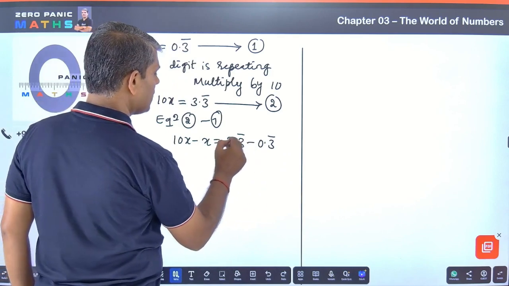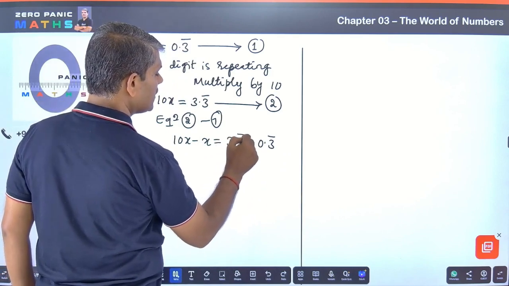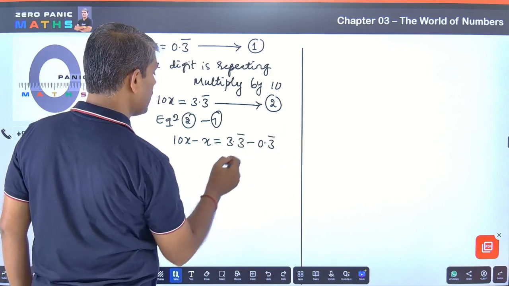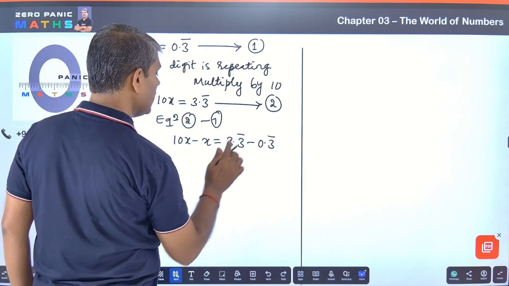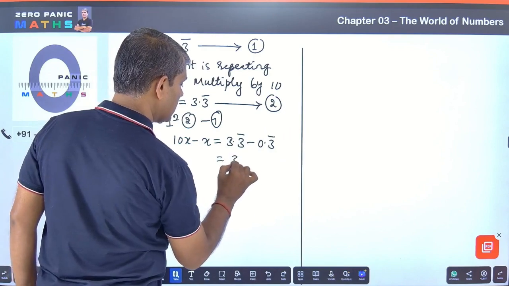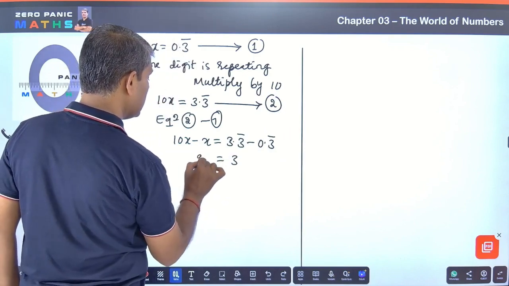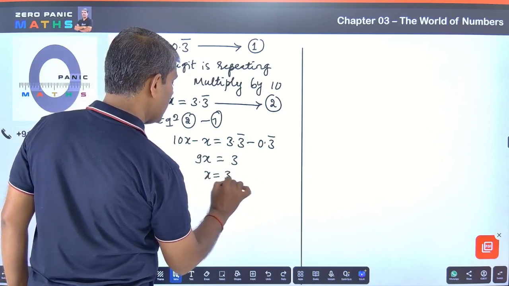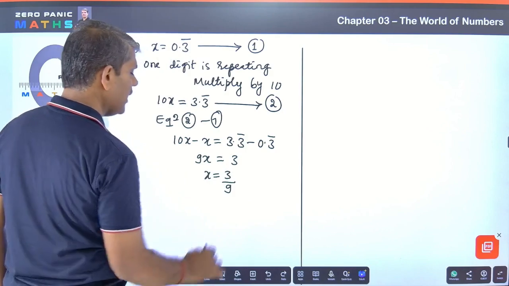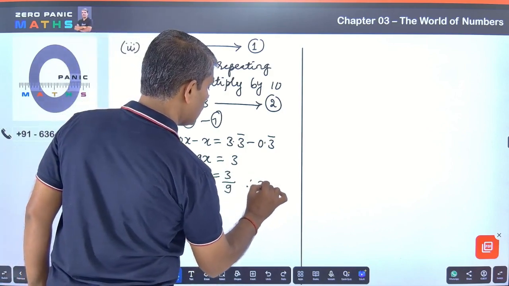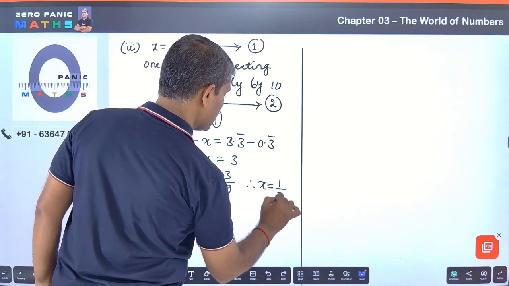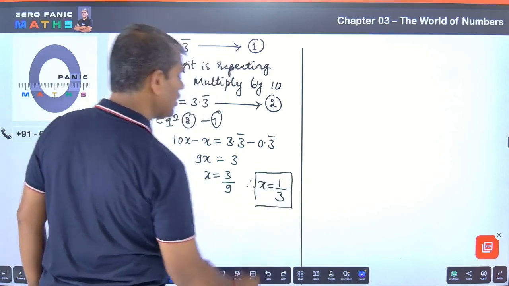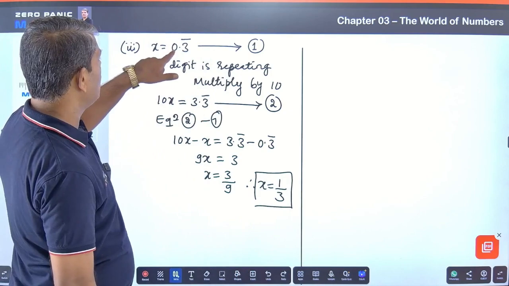Since it is minus, the digits after the decimal point will cancel out, and the right hand side remains with 3 only, and here it is 9x. So x is equal to 3 by 9, and that is x is equal to 1 by 3. So this is the p by q representation of 0.333.